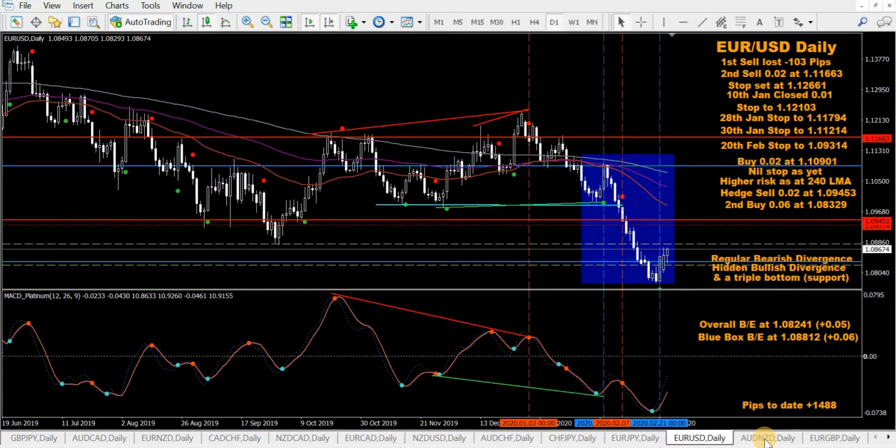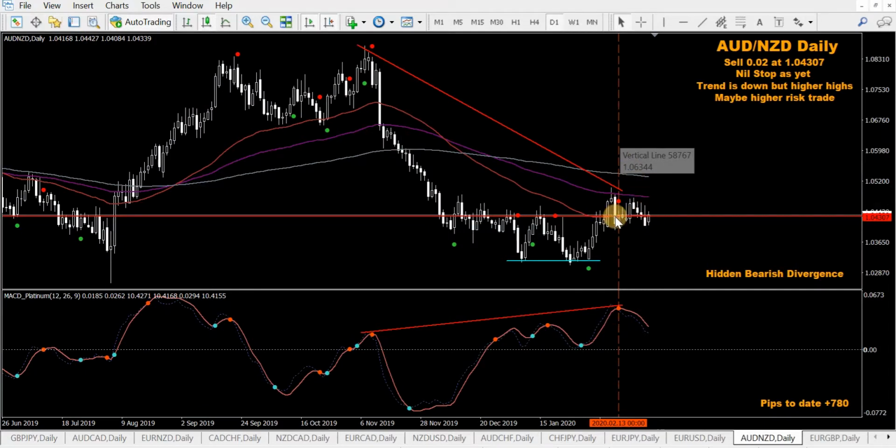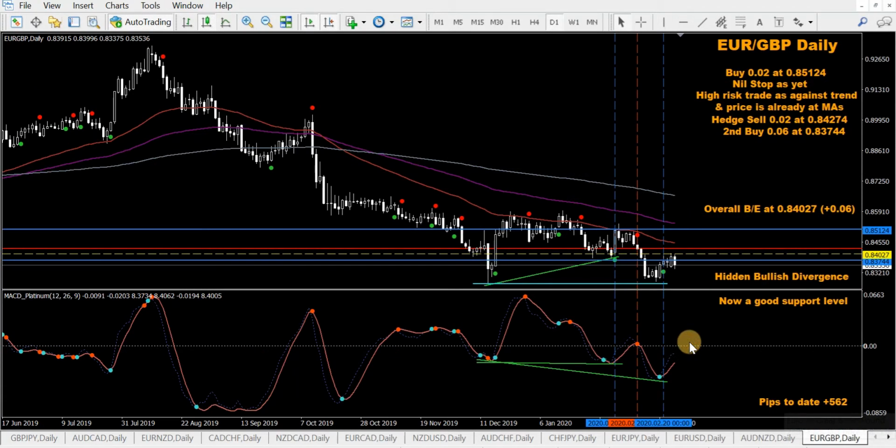Aussie, New Zealand. This one's just going sideways. Took a sell here. MACD Platinum still above the zero level. It's gone down, it's gone up, it's gone down. Now it's about at my entry level, so it's basically going nowhere. Just waiting for some clear direction. So nothing to get too stressed about at the moment.